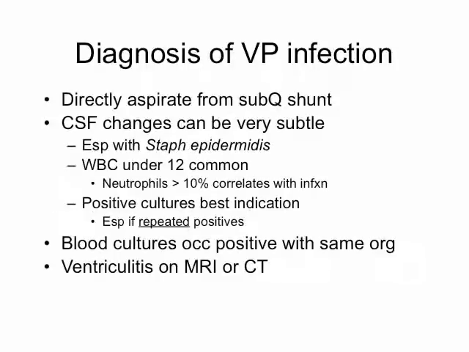So to diagnose this VP shunt infection, probably the easiest way to assess this is to directly aspirate from the subcutaneous shunt. It's not that hard to do. It depends a little bit on your neurosurgeon, and I'm sure Richard found out about this as well. There are some neurosurgery fellows who are happy to aspirate directly from the subcutaneous shunt. So you get all your cell counts, you get your protein, you get your glucose, and you get a culture from that. And it's really pretty convenient.